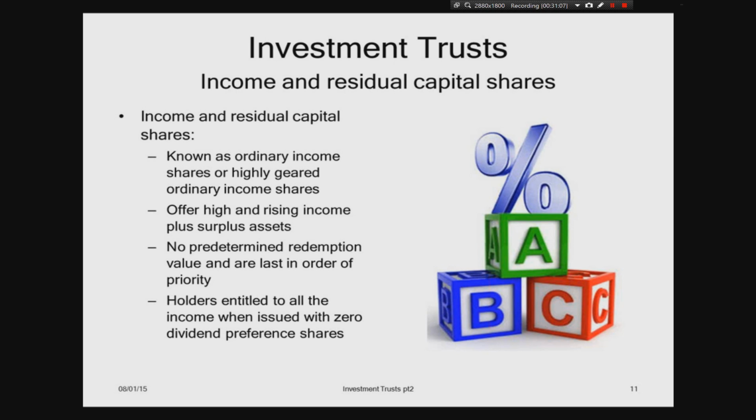If, on the other hand, they are issued in conjunction with stepped preference shares, the holders of the ordinary income shares will receive all excess income after the predetermined level of income has been paid to the preference shareholders, hence why they're called preference shares. They get their cut first. Income and residual capital shares offer the potential for high dividends and capital returns, although their high gearing and no guarantee does make them a relatively high risk investment.